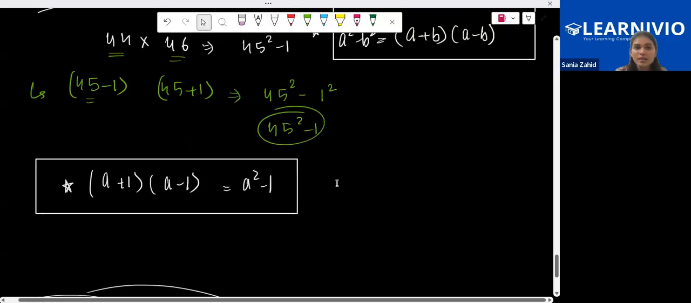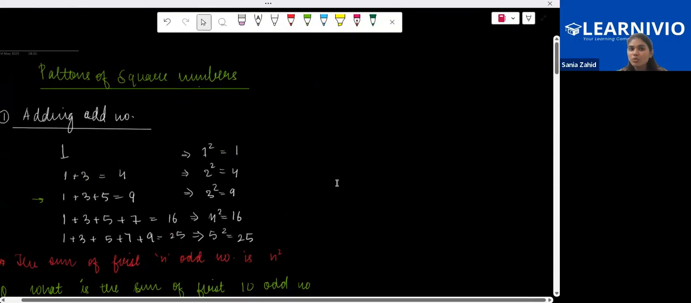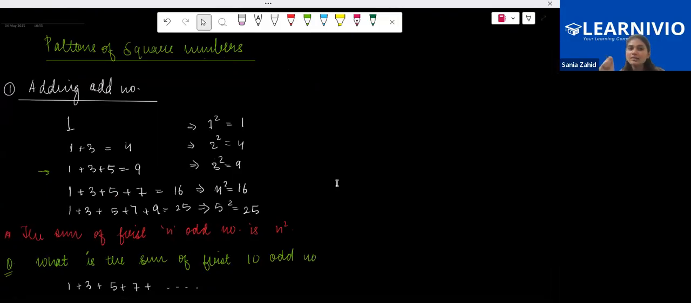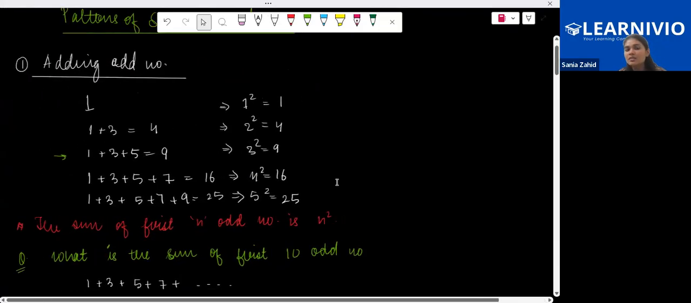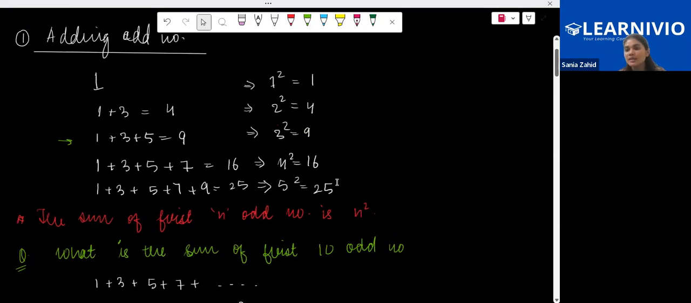Now I'll do one thing. I will share these class notes with you all. Please maintain a notebook where you will write all these patterns. You can also write all these patterns on a paper and then stick it in your book. Because in your book, I just checked, it's better to write it in this way. It's easier to understand in this way.